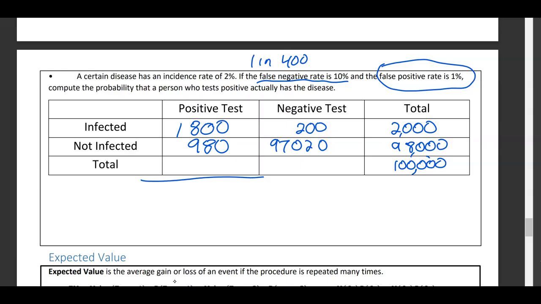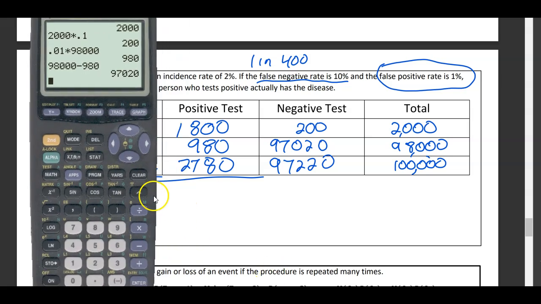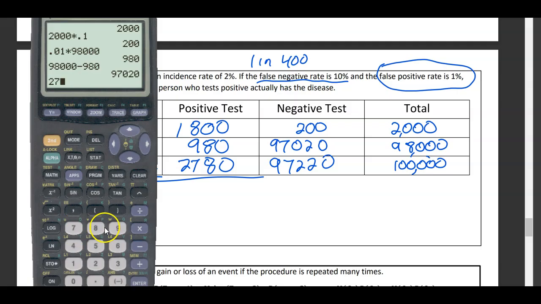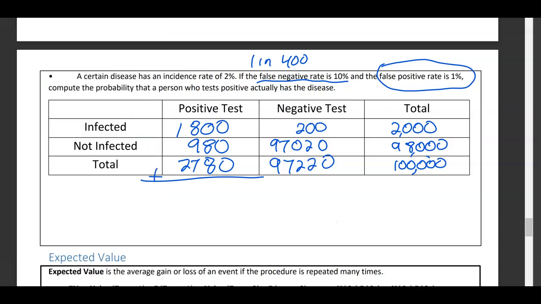So now, to find the totals, add them up. We have our two-way tables filled out. To double check that we did this right, add up the bottom columns, 2780, the subtotals. Make sure that that adds up to 100,000. Excellent. It all matches.